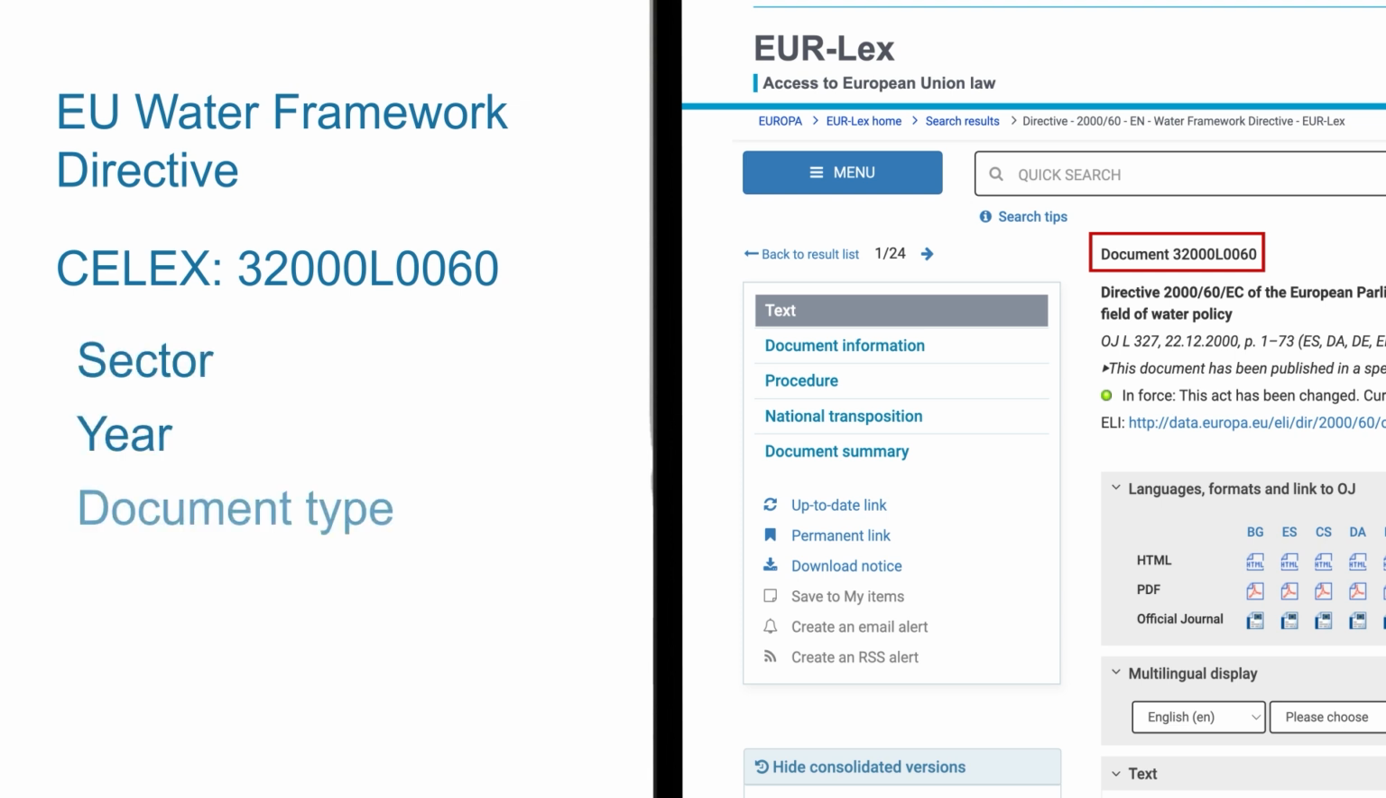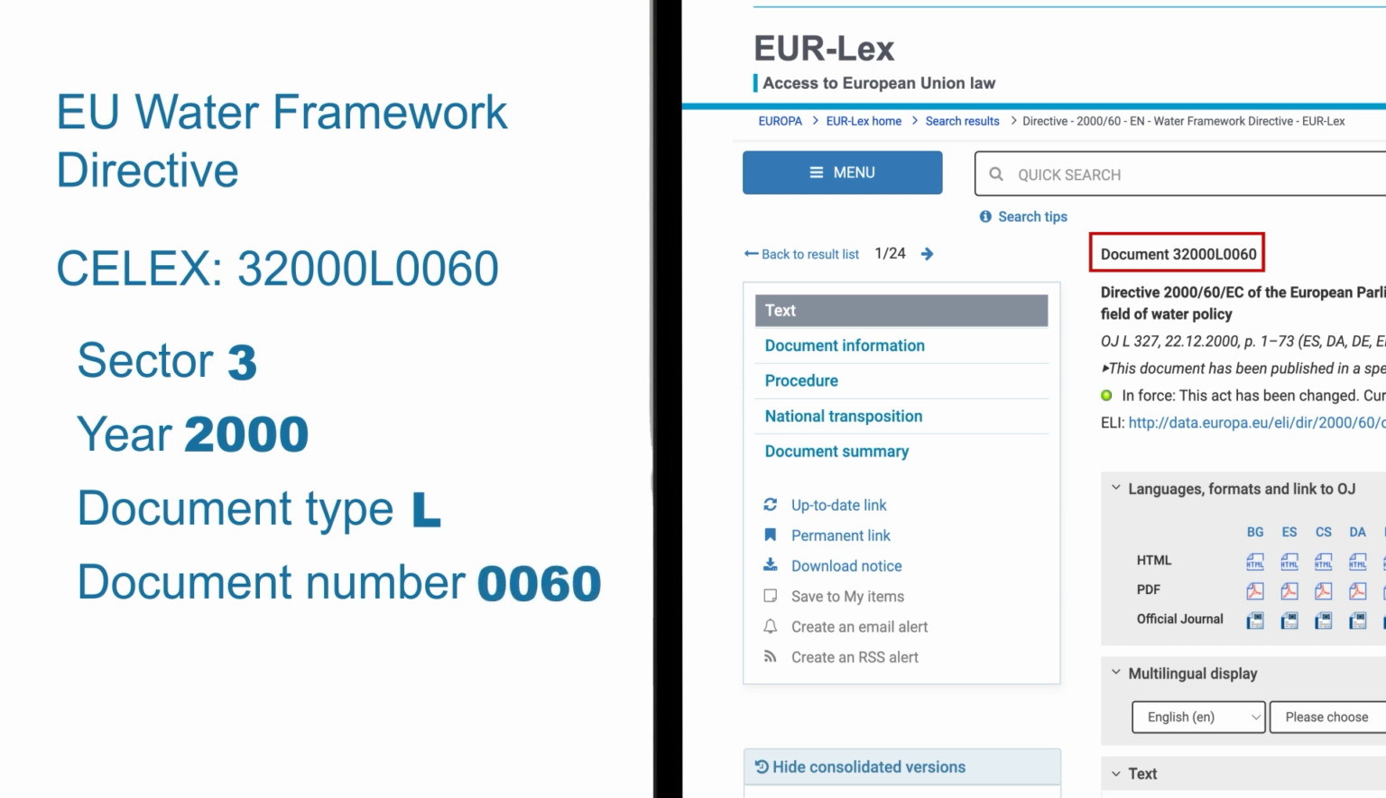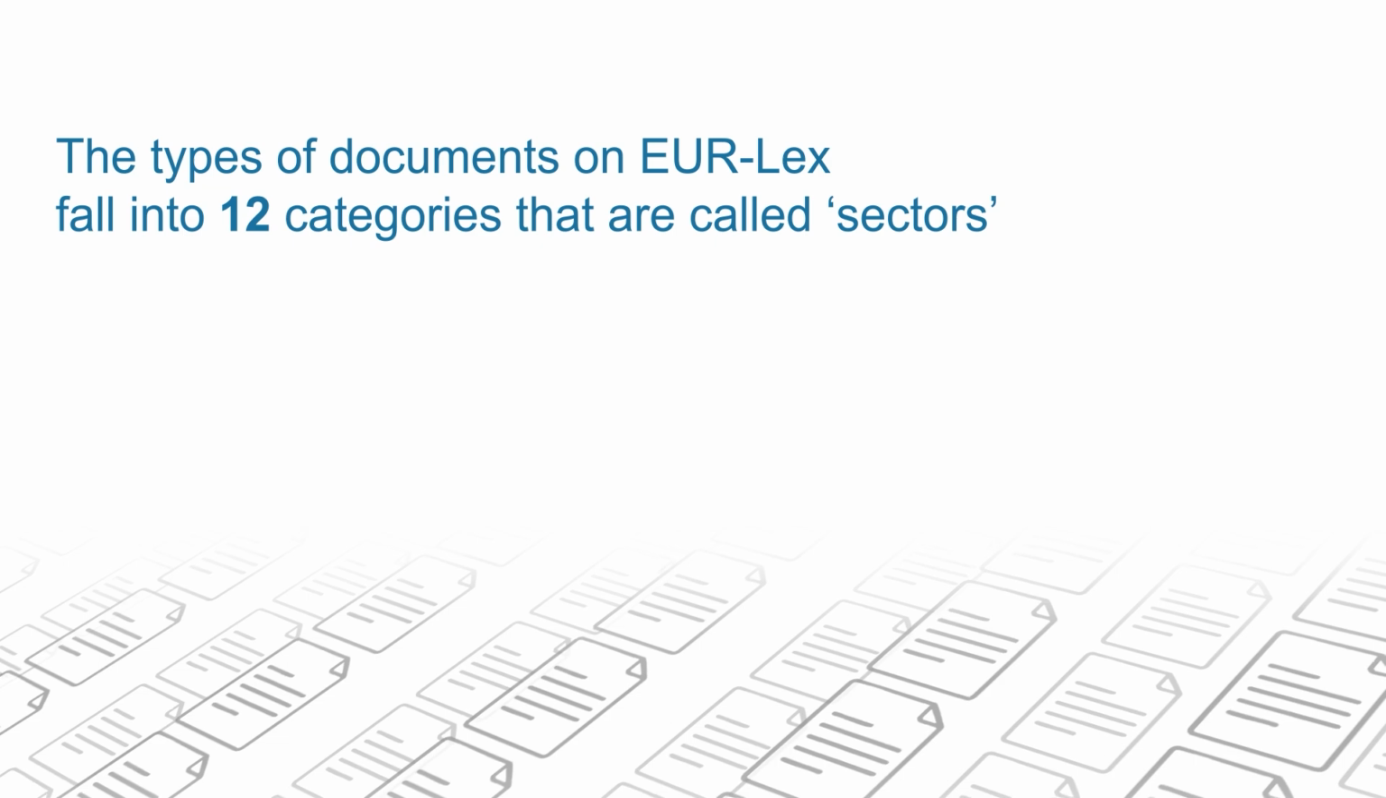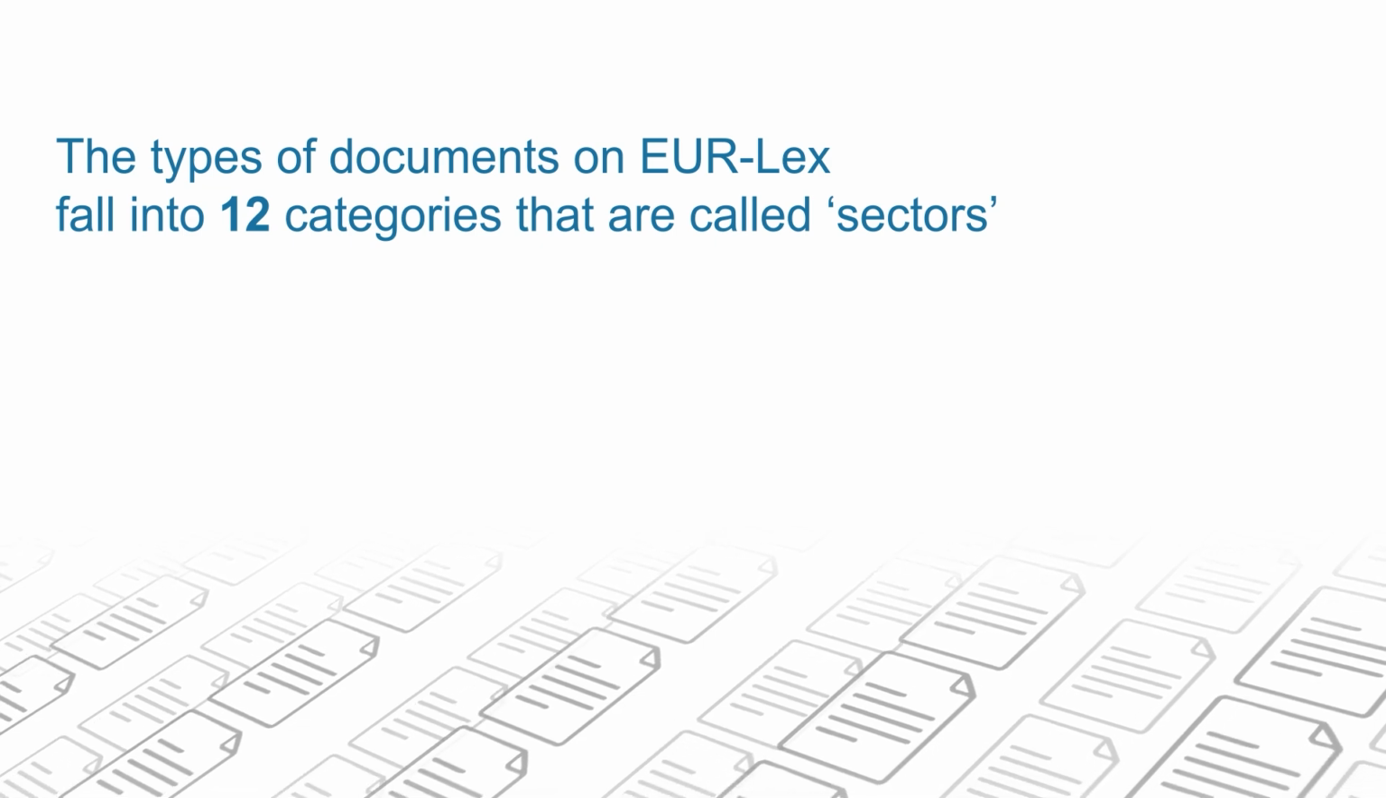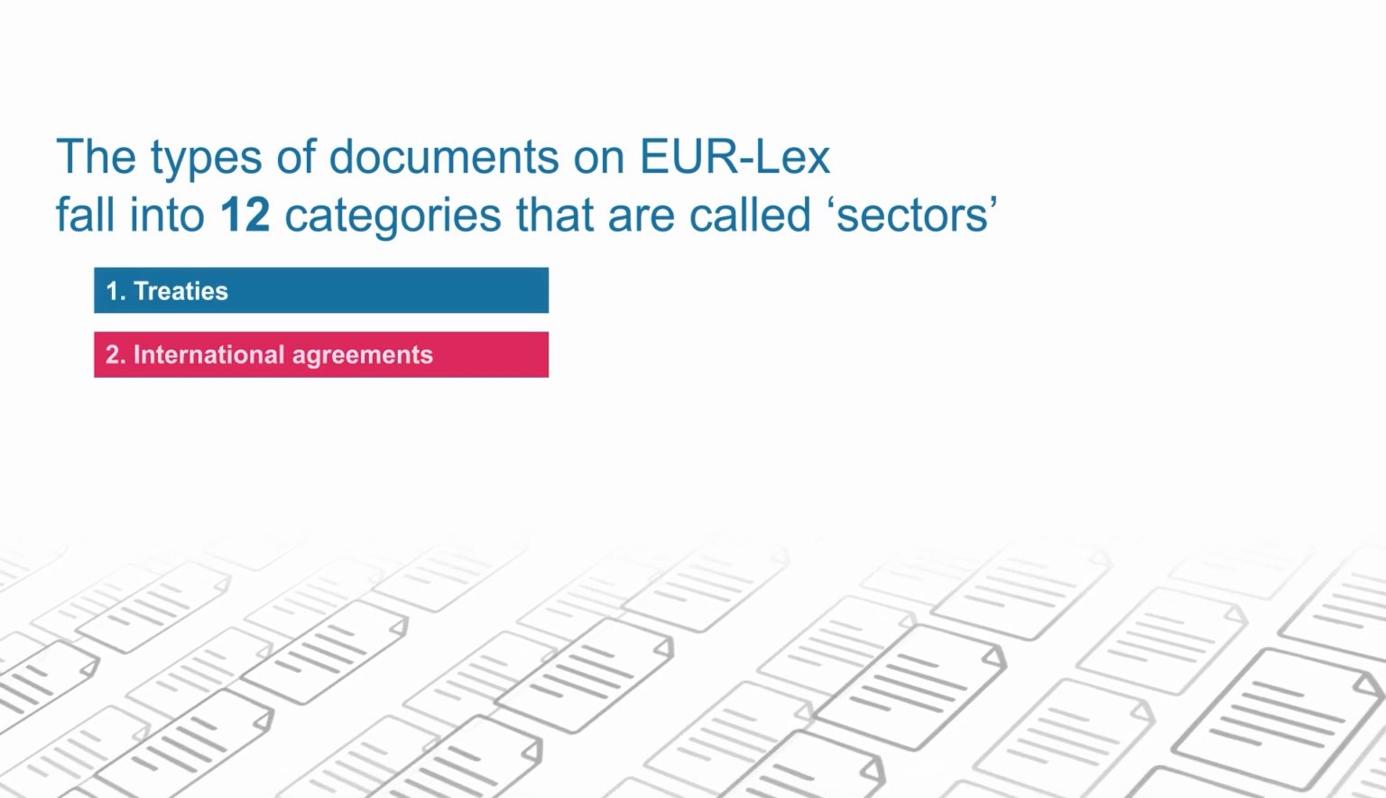It consists of four parts: the sector, number 3, for legal acts; the year, 2000; the document type, L for directive; and the document number, 0060. Let's look at these four parts in more detail. First, the documents published on Celex fall into 12 categories that are called sectors. These are the 12 sectors.